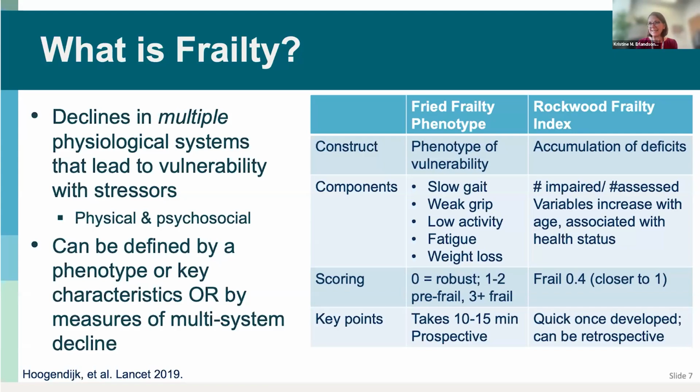This is looked at as an index, so the number of variables that are impaired over the number of variables that are assessed. And then that number ranges from 0 to 1. And usually a cut point of about 0.4 is considered frail. So if someone has about 40% of the things that are assessed impaired, then they're considered frail.